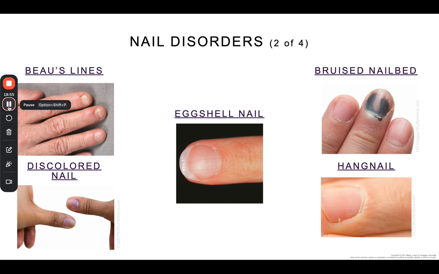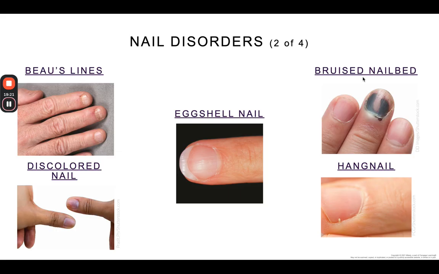Beau's lines are depressions running across the width of the nail plate due to the slowing production of matrix cells, which causes the nail plate to grow thinner, usually the result of illness or injury. So Beau's lines are depressions that run across the width of the nail plate.